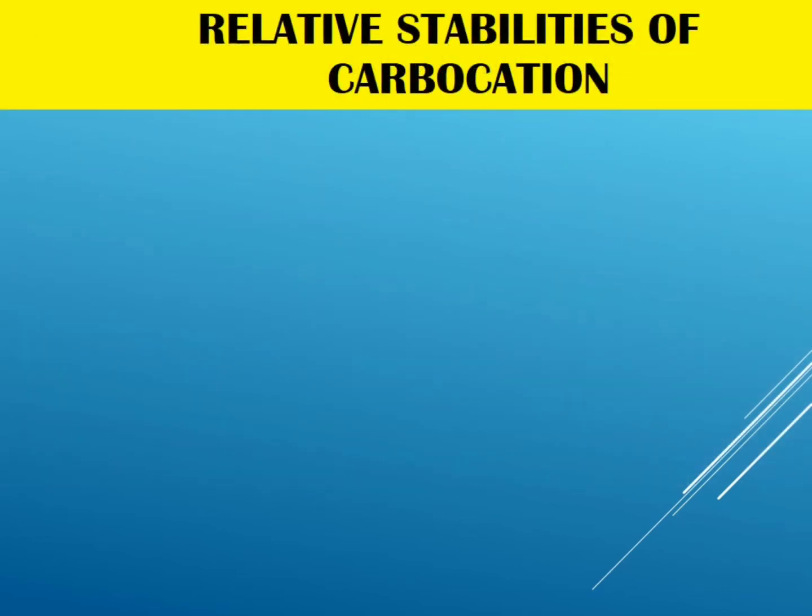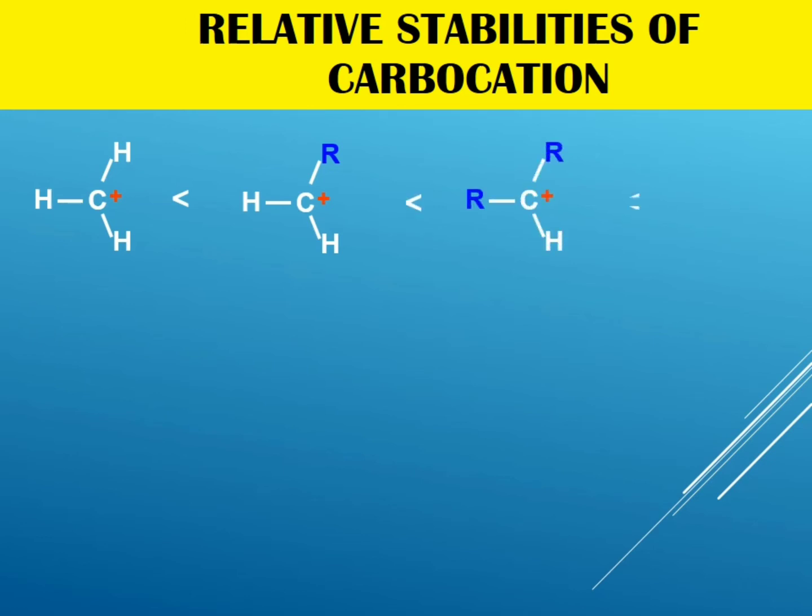So you have learned the formation of carbocation. Now let's compare the stabilities of carbocations. This is a methyl carbocation because the carbon is not attached to any alkyl group. And this is a primary carbocation because it's attached to one alkyl group. And we have the secondary carbocation, and the tertiary carbocation because it's attached to three alkyl groups.